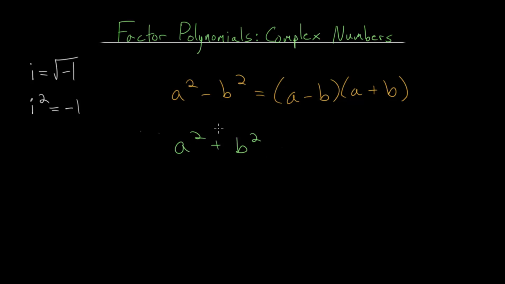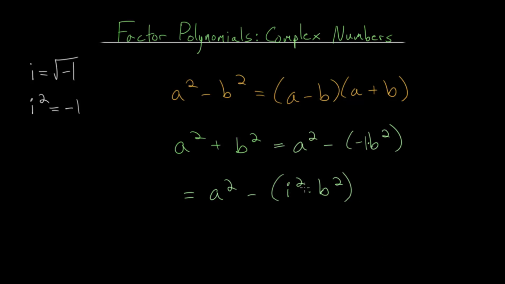So we can rewrite this a squared plus b squared as a squared minus negative b squared. And the reason we want to write it like this is so that now we actually have this difference of squares, which we know how to deal with, and we have this minus b squared. But minus b squared is really just -1 multiplied by b squared. And we know that -1 is really i squared. So we can rewrite this as a squared minus i squared times b squared.